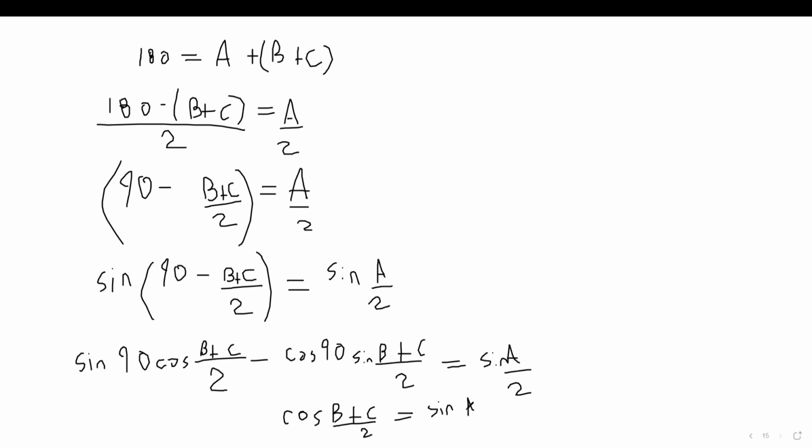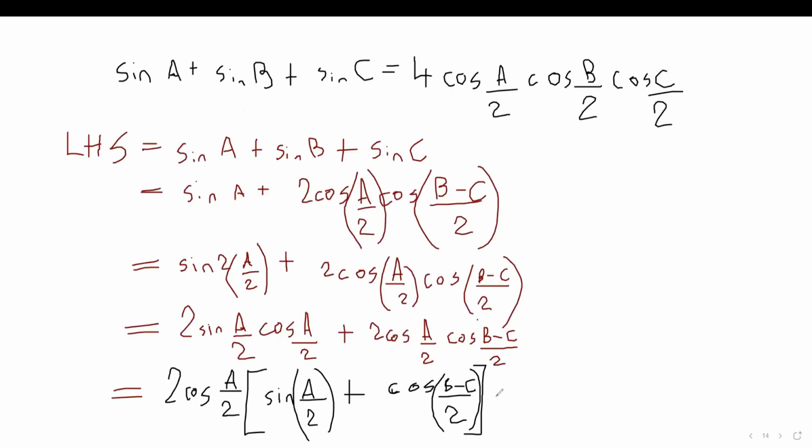So, we found our missing piece. B plus c over 2, the cos of that is the sine of a over 2. So we're going to plug that in right here now. Let me try and finish it off right here. So let me remove the equal sign right here and put an equal sign right here. So, continuing, that's equal to 2 times the cos of a over 2.